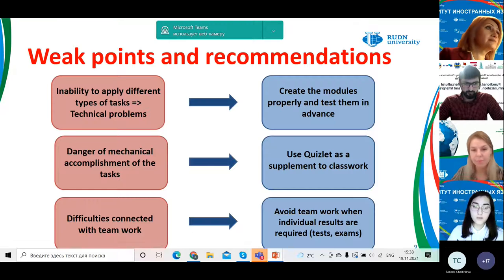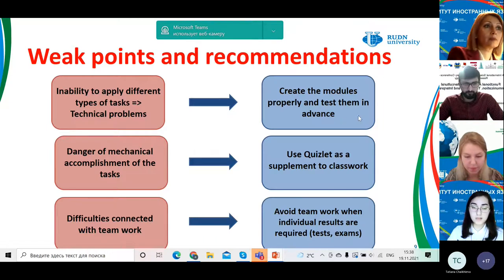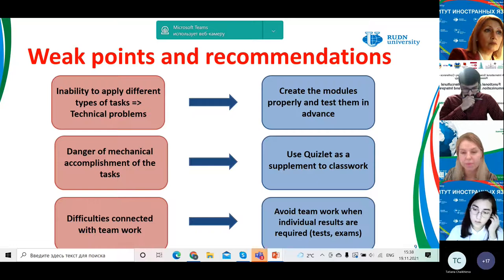First of all, some options of quiz cannot be applied for different types of tasks, and that's why the teacher should create the models properly and test them all in advance. Next is danger of mechanical accomplishment of the tasks. I would like to recommend using Quizlet as a supplement to classwork. And the last point is difficulties connected with teamwork. It is not going to be quite efficient when you need individual results. That's why it is better to avoid teamwork in such cases.